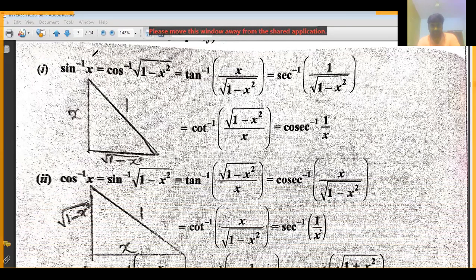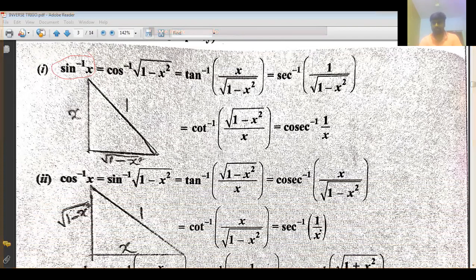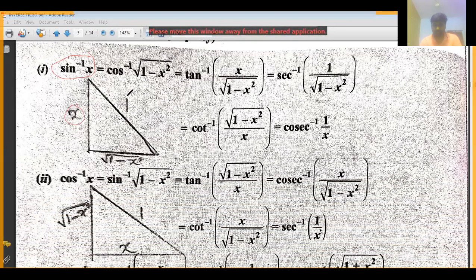After taking one triangle, I am taking just sine inverse of x. Sine inverse means opposite by hypotenuse. Okay. That means what is opposite? I took x. What is hypotenuse? 1. Okay. So that is the opposite side to this angle, so x by 1. And what about this adjacent or base? Root of 1 minus x square. Pythagoras theorem, that you can understand. You are in 12th. Correct?